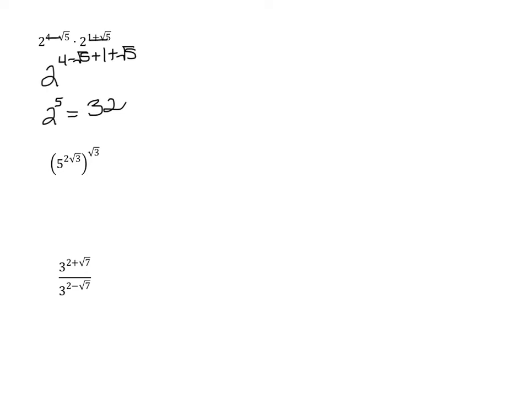Next problem, we're taking a power raised to a power, which means that we can multiply our two exponents together. So we have 5 to the power of 2 square root of 3 times the square root of 3. Square root of 3 times square root of 3 is 3. 3 times 2 is 6. So this is 5 to the 6th power.